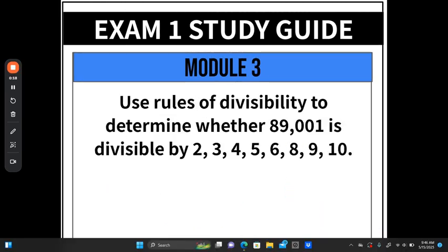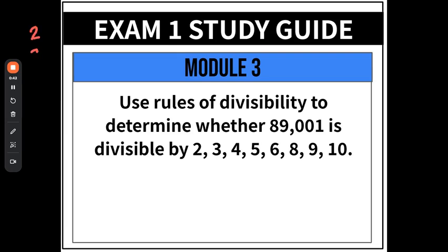This problem says use rules of divisibility to determine whether 89,001 is divisible by 2, 3, 4, 5, 6, 8, 9, and 10. Okay, so let's take a look at our divisibility rules. So for the number 2, I'm just going to make a list over here of whether they're divisible, and then we can work through the other ones. So 2, 3, 4, 5, 6, 8, 9, 10. Okay. And this is our number here, 89,001.